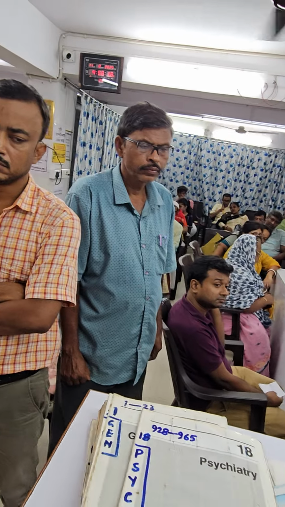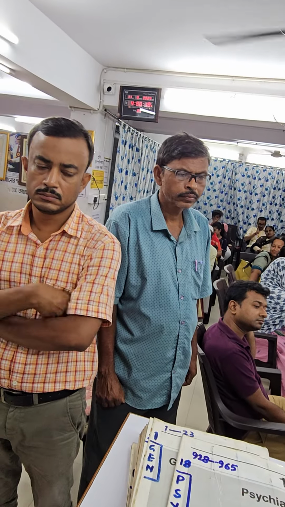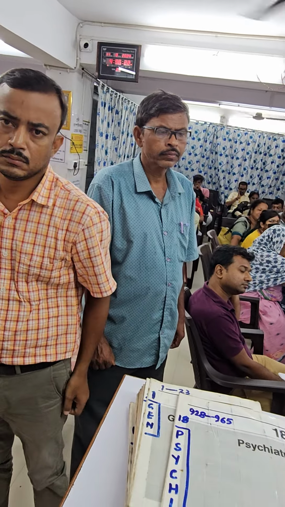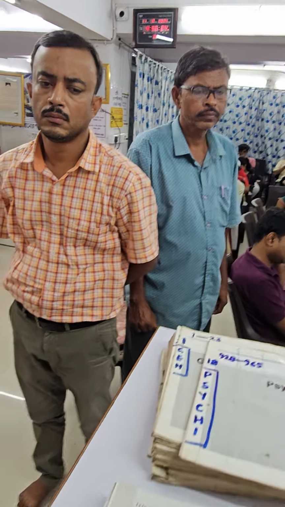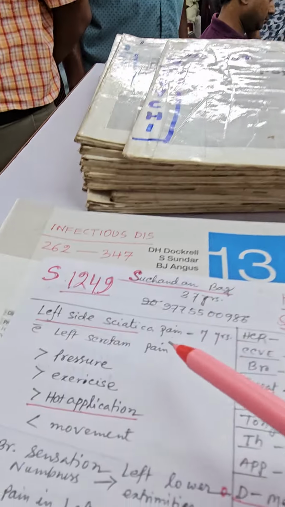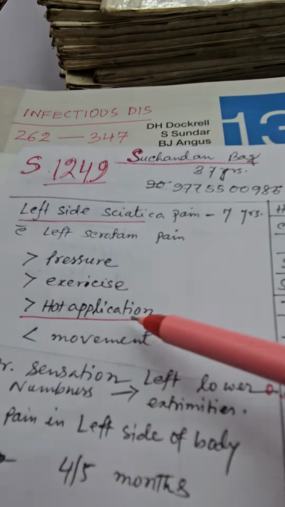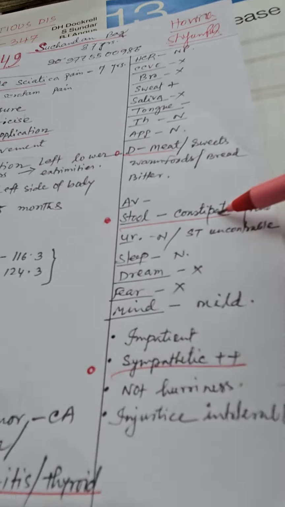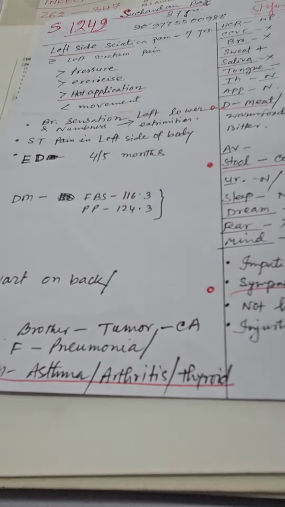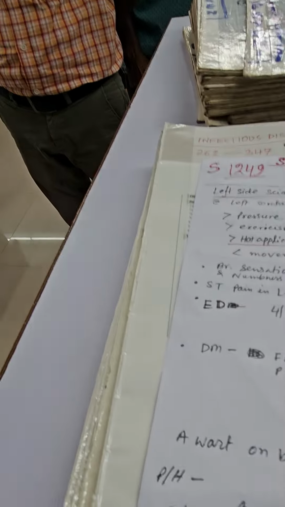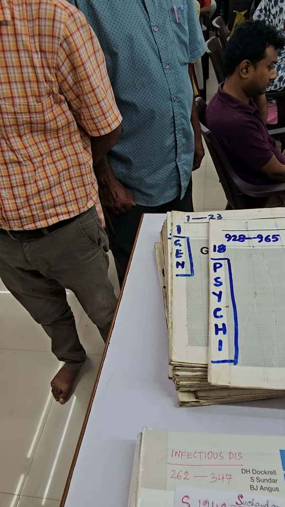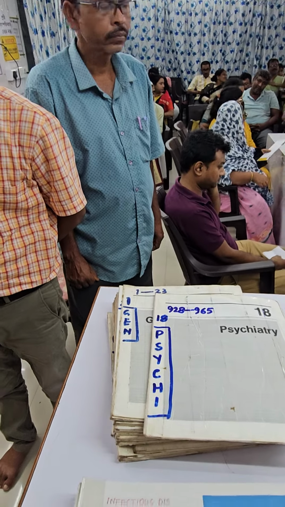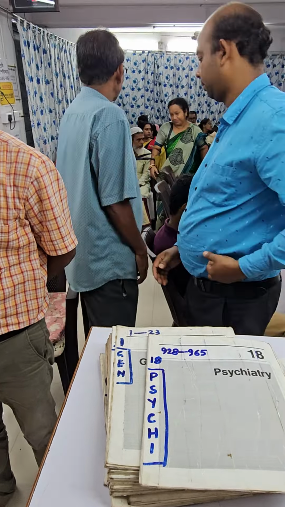In homeopathy, we have enough scope because homeopathy treats the patient and there is no fixed medicine. Now this patient requires hot application, relief by hot application. He is constipated, sympathetic in nature, and considering the pathological symptom, sciatica, Causticum is a very important medicine.